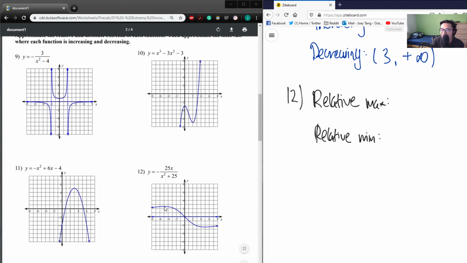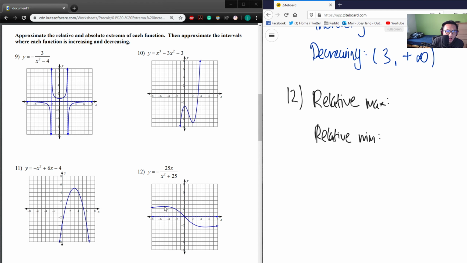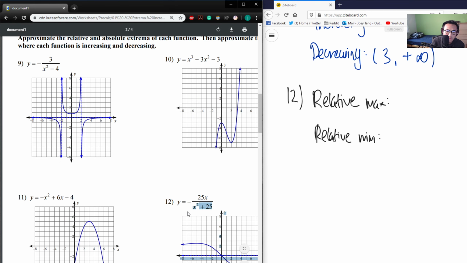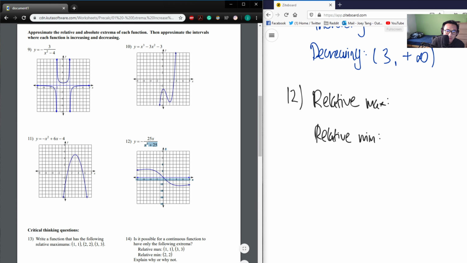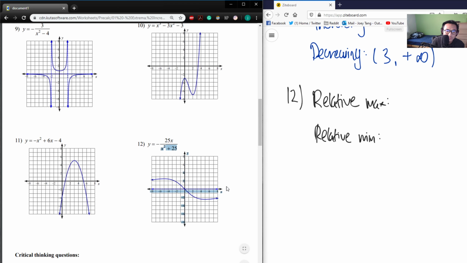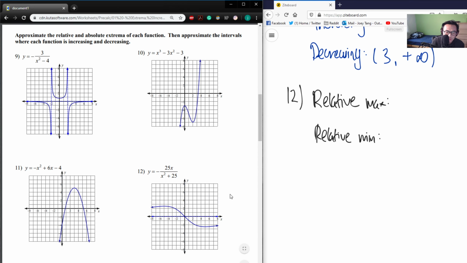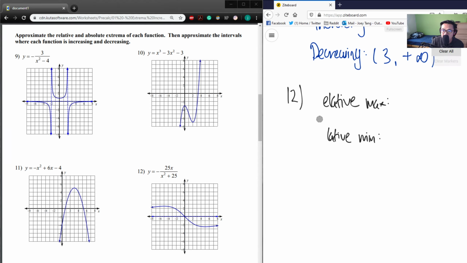I'm assuming this is negative 5. Yeah, I think it says negative 5. That's the kind of vertex of this curve here, and this, I believe, is positive 5. It's kind of hard to see here, but I'm going to assume here it's 5. So this is actually not my relative, but this is my absolute maximum, right?